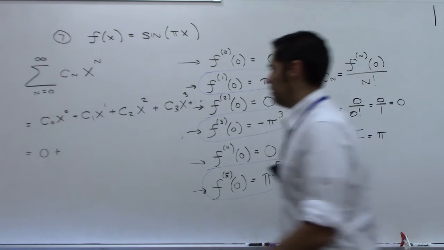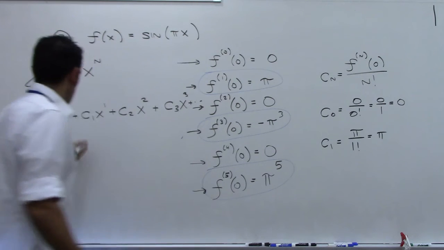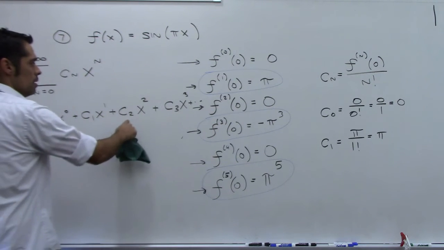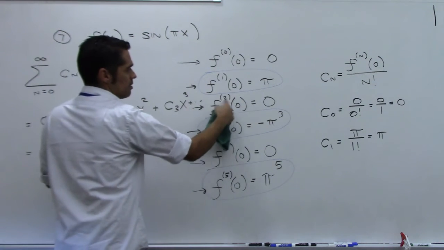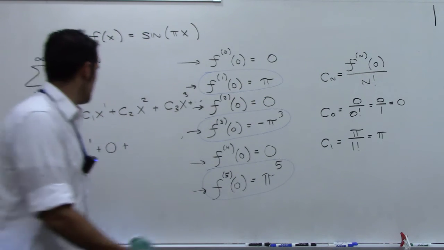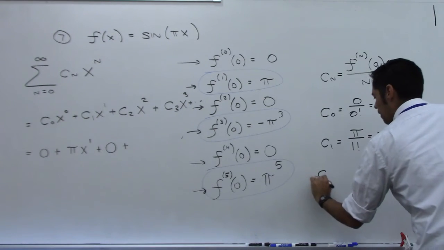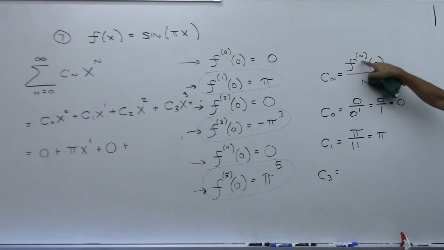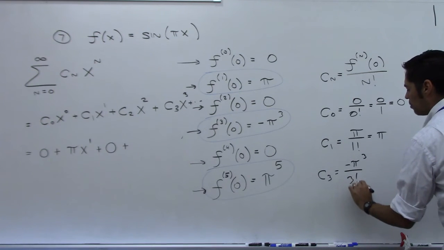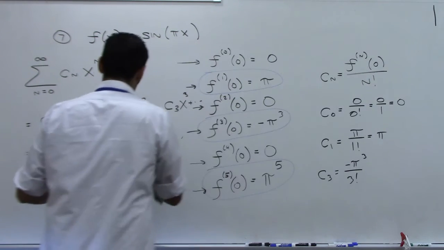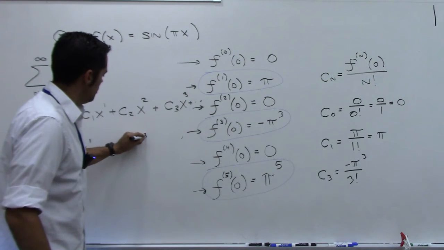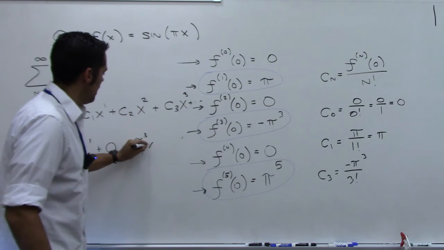And it's positive, so pi, and then x to the first power. Then when I do c sub 2, it's going to be the second derivative. That's going to be 0, so I'm not going to have anything. Plus, now when I do c sub 3, watch what happens. C sub 3 is the third derivative at 0, which is negative pi cubed over 3 factorial. So I'm going to change this plus to a minus: minus pi cubed over 3 factorial x to the third power.